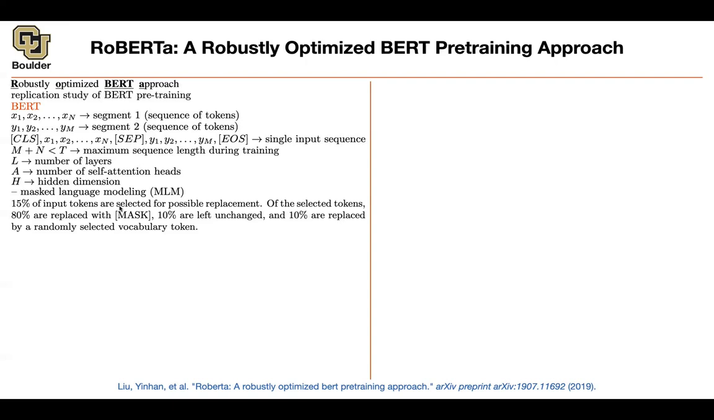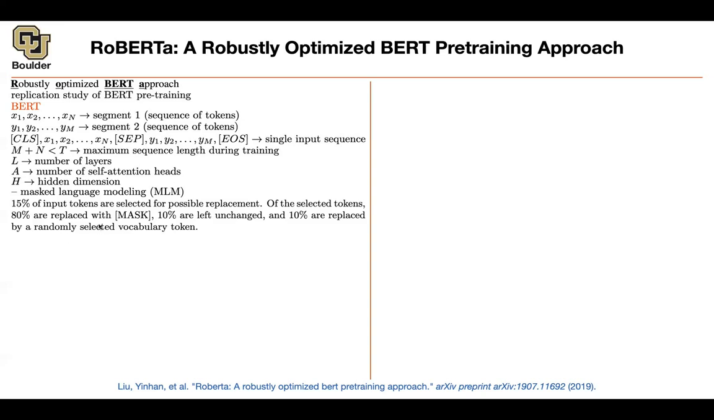To mitigate that problem, we are going to see other ways of doing it in the future. But for now, of the tokens that you randomly selected out of those 15%, you are going to replace 80% of them. So it's 80% out of those 15% that you already selected. You're going to do the masking on them. 10% are going to be left unchanged, and the other 10% out of these 15% candidate tokens, you're going to replace with a randomly selected vocabulary token, just a randomly selected word or subword. So is the masking clear?